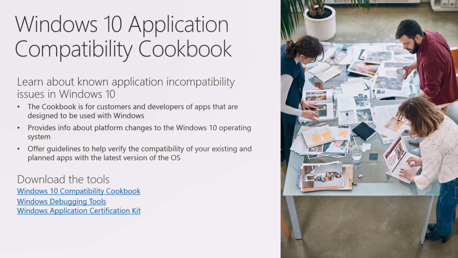The link is at the bottom, and the deck is shared with you. Or you can just look for Windows 10 compatibility cookbook, search for it. That'll be the first hit that'll come up. Okay. It also has guidance around how should you test your apps. What are some of the best practices to keep in mind while you develop these apps? Okay. So a compatibility cookbook is a pretty good resource for you to have.